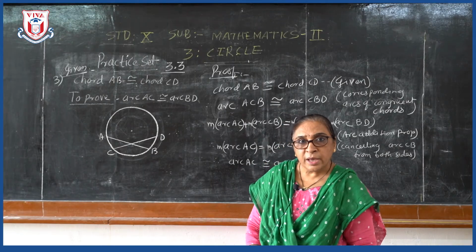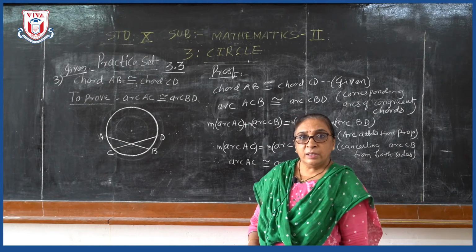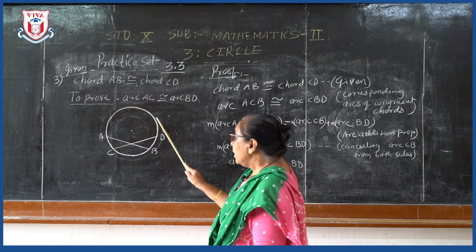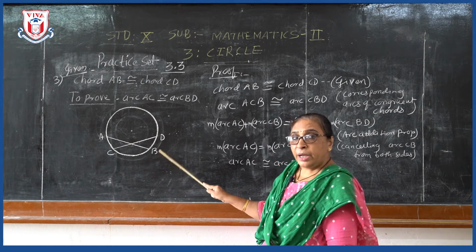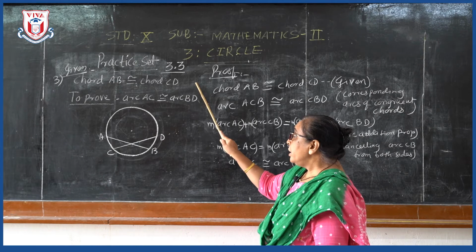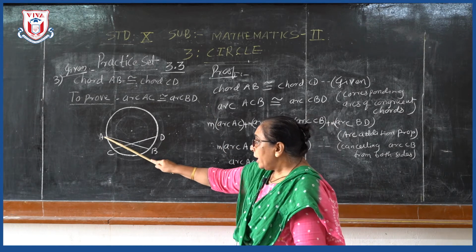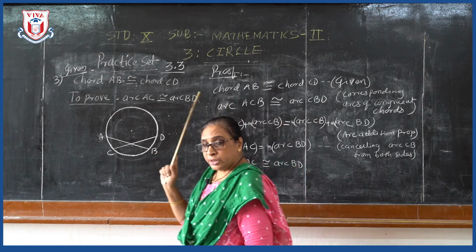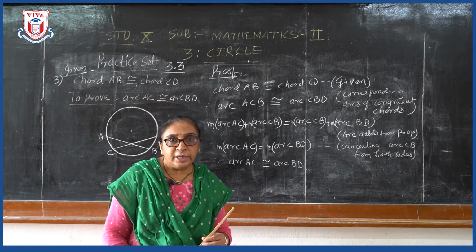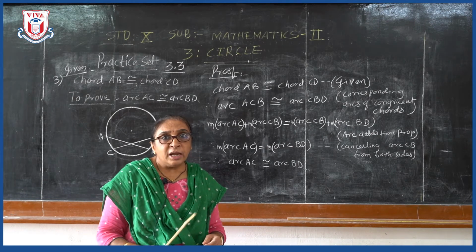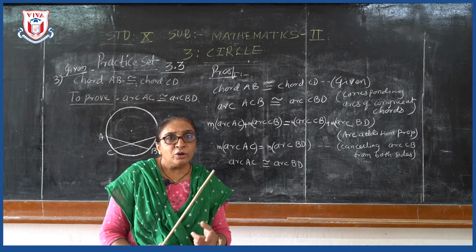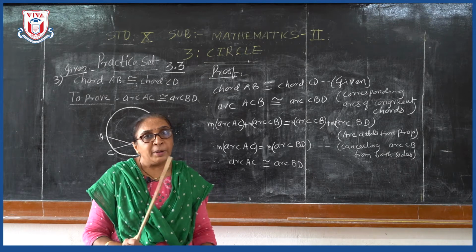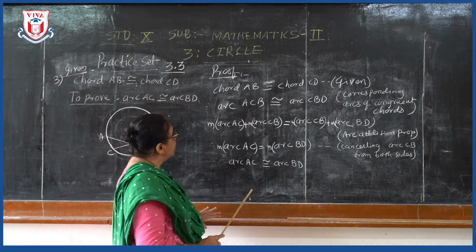Now we will see the third example from the same practice set 3.3. See here, in the given figure, chord AB and chord CD are congruent. We have to prove arc AC is congruent to arc BD. How to prove this? Children, you have already studied the arcs and their corresponding chords. When the chords are congruent, their corresponding arcs are also congruent. So we will apply this theorem and solve this proof.